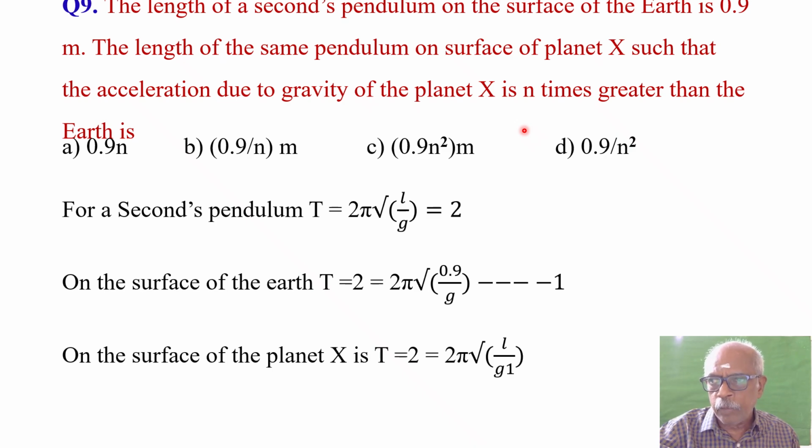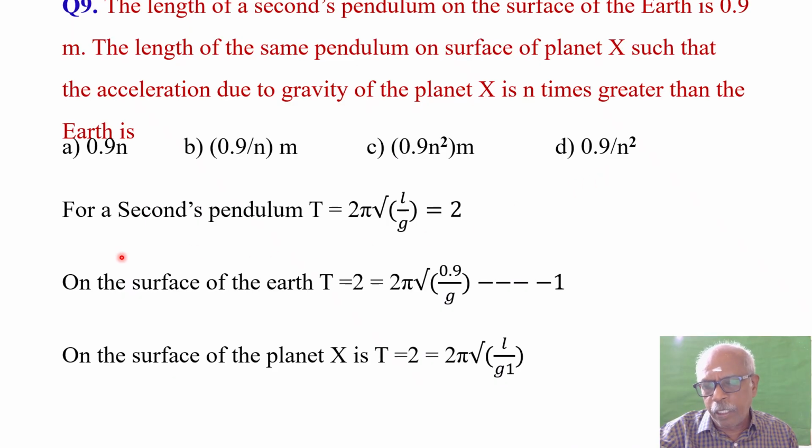Option A: 0.9 into n, because it is n times greater, is it not? B: 0.9 divided by n. C: 0.9 n square meter. D: 0.9 by n square. Okay, that's all. So these are all the four options.